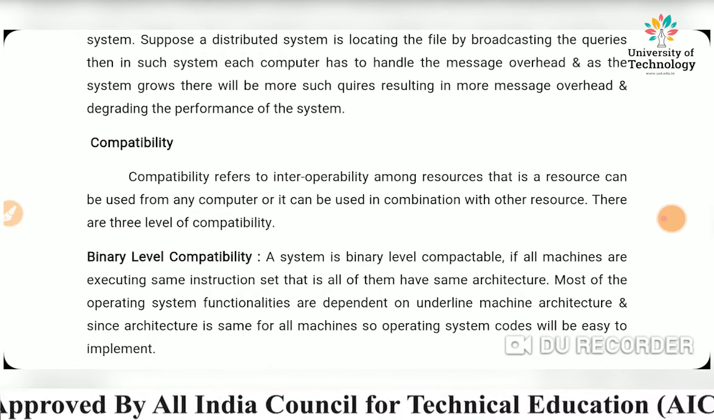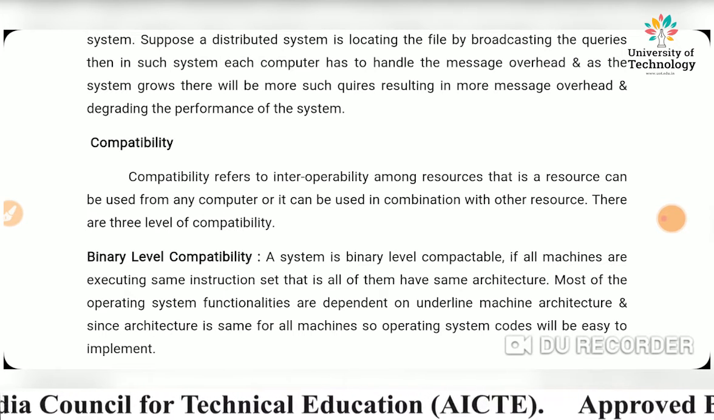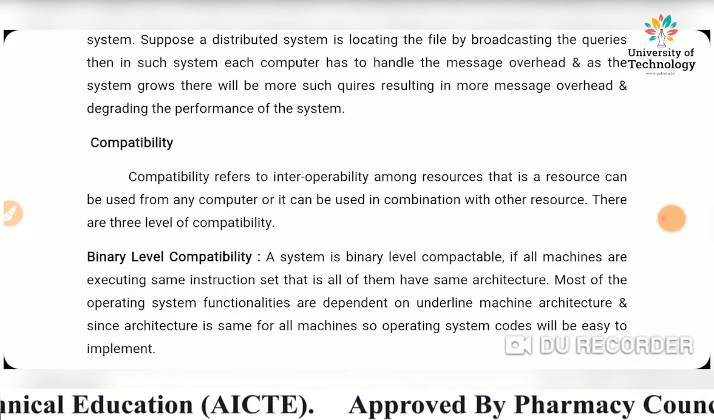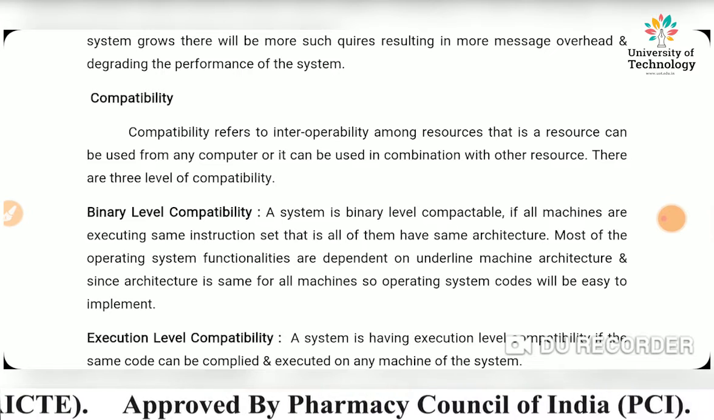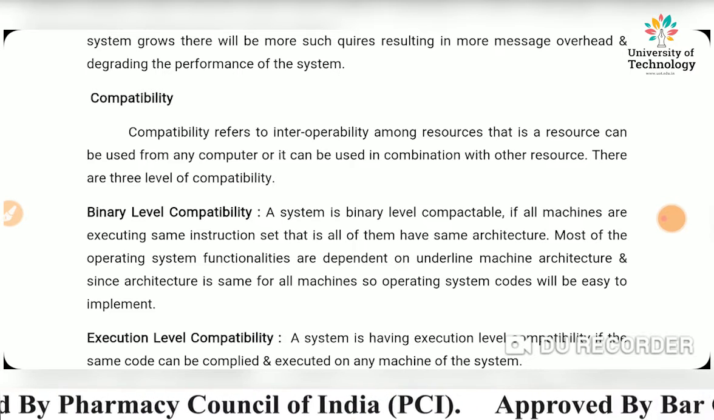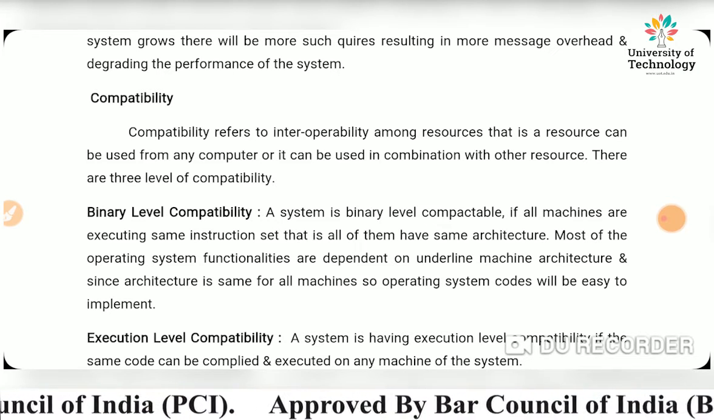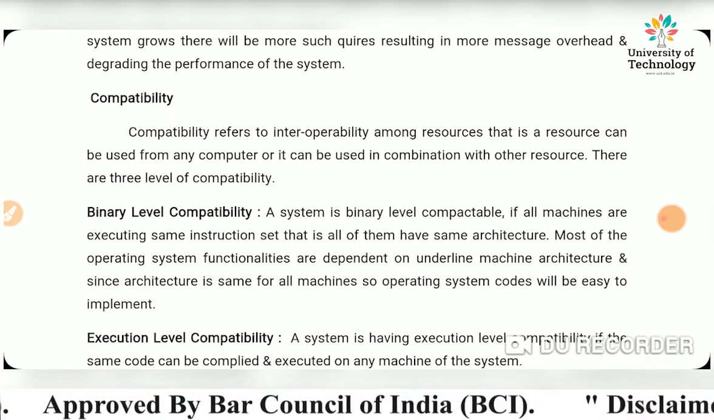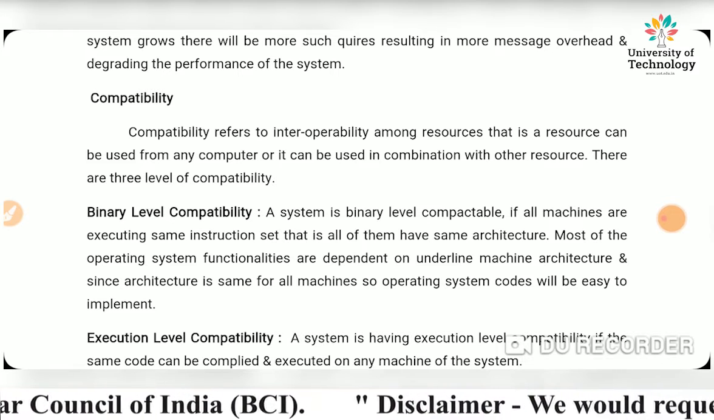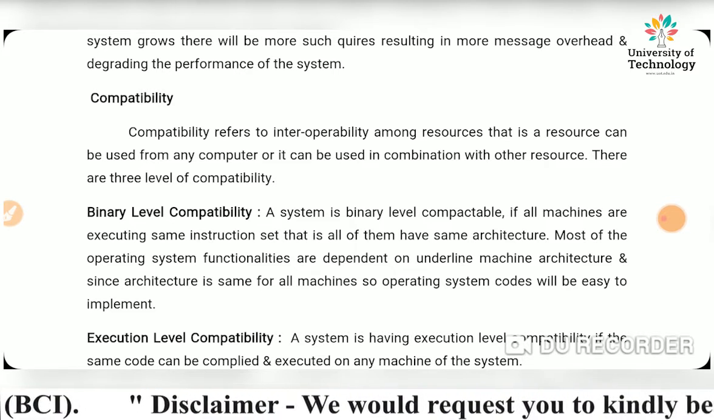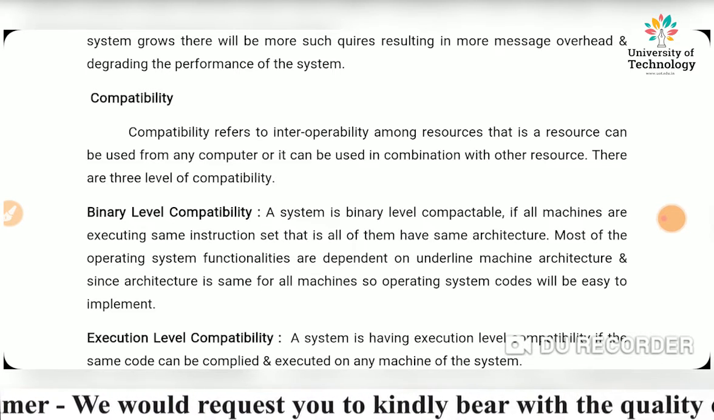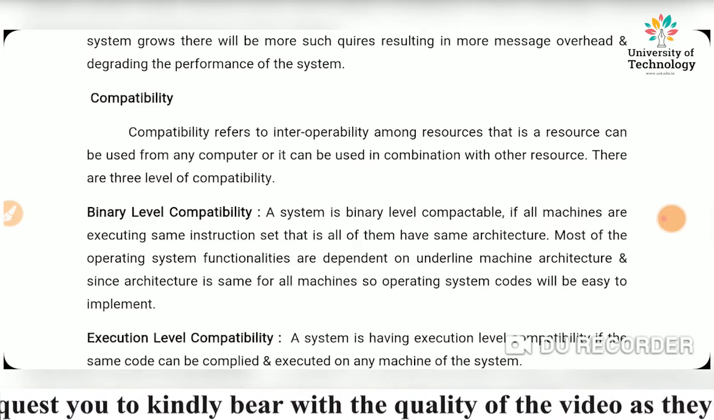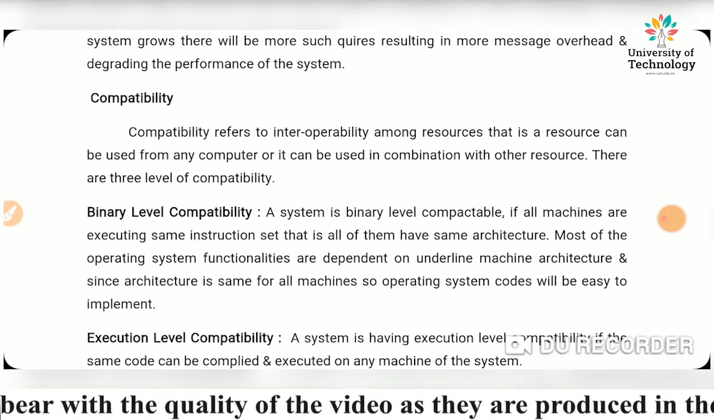Okay, binary level. A system is binary level compatible if all machines are executing the same instruction set, that is, all of them have the same architecture. Most of the operating system functionalities are dependent on the underlying machine architecture, and since the architecture is the same for all machines, operating system code will be easy to implement.